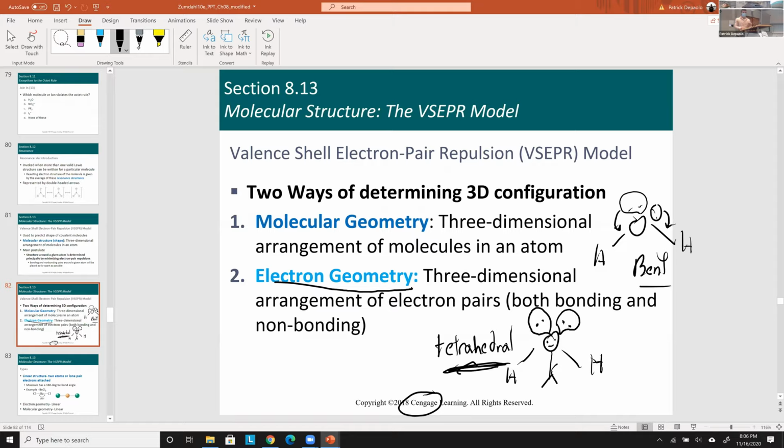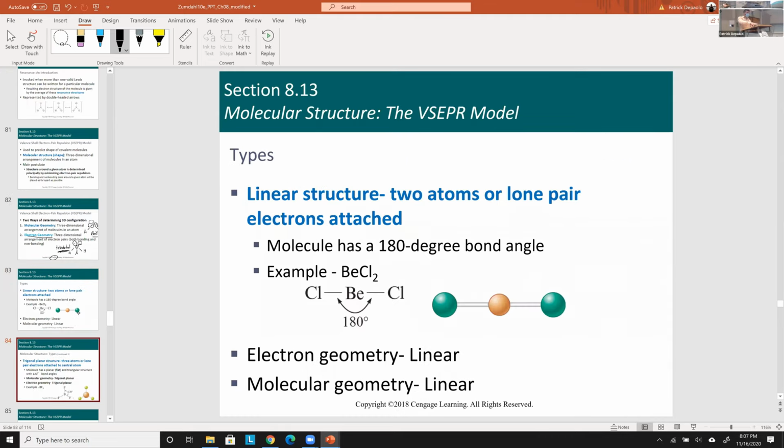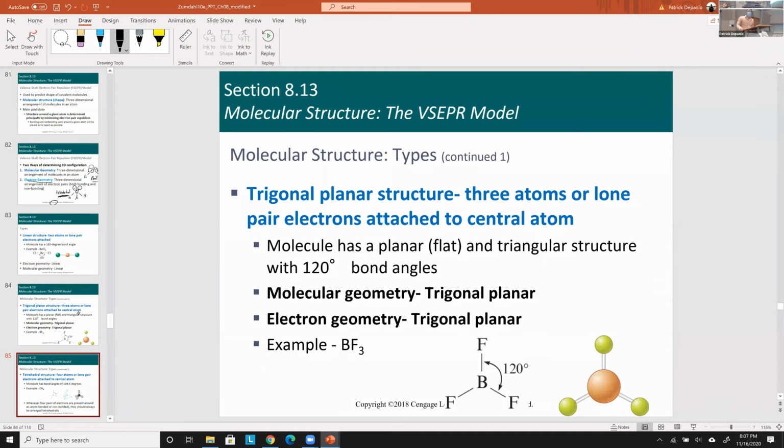Meanwhile, the electron geometry just counts the number of electron pairs around the central atom and uses that to determine the shape based on the number of electron clouds, when you consider that each electron pair is an electron cloud. So are there any questions on that before I continue? The two different types of geometries. One is the actual shape. The other is how many pairs of electrons are actually in the model. Nope. Okay.